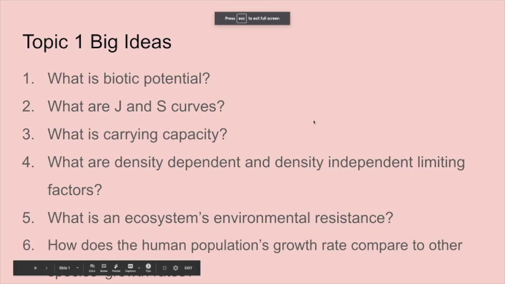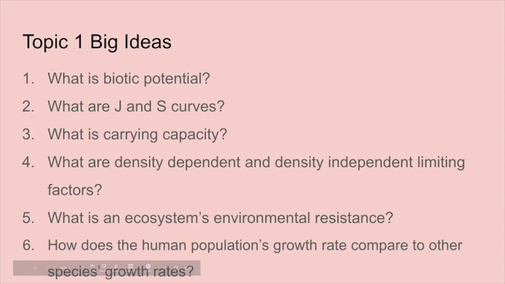So picking up with the big ideas for topic 1, look out for these as we go. What is biotic potential? What are J and S curves? What is carrying capacity? What are density dependent and density independent limiting factors? What is an ecosystem's environmental resistance? What is meant by that term? And how does the human population's growth rate compare to other species' growth rates?